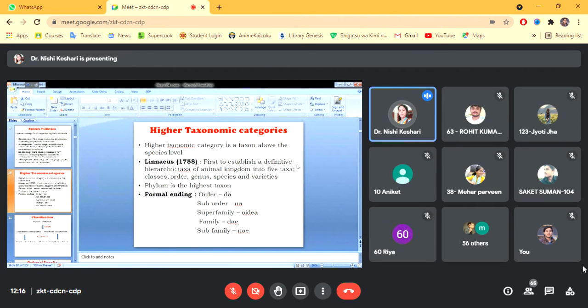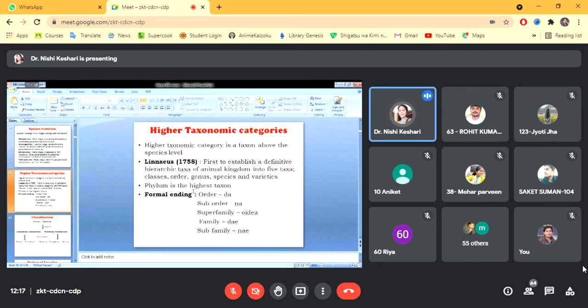Now the higher taxonomic characteristics. I told you that from phylum down to genera, all the taxa are higher taxa, and from the species level down, all the lower levels are called lower taxa. So a higher taxonomic category is a taxon above the species level. Linnaeus, you might have heard about him. In 1758, he was the first to establish a definite hierarchy of taxa of the animal kingdom into five taxa: classes, orders, genus, species, and varieties. So species and varieties are lower taxa and these are higher taxa.